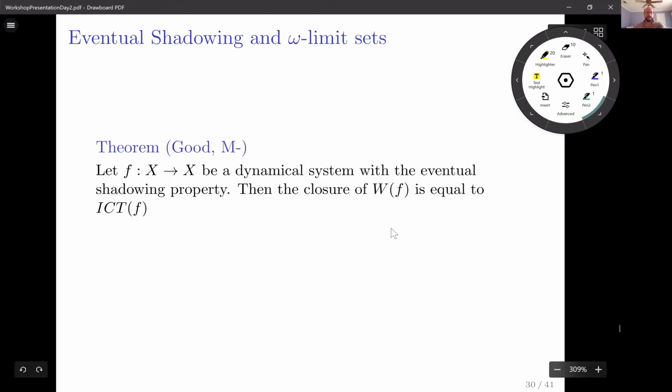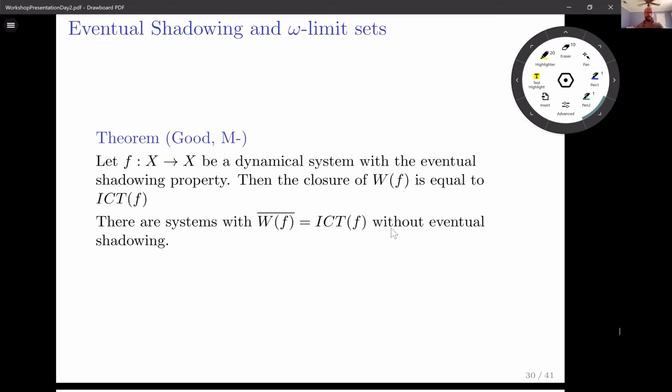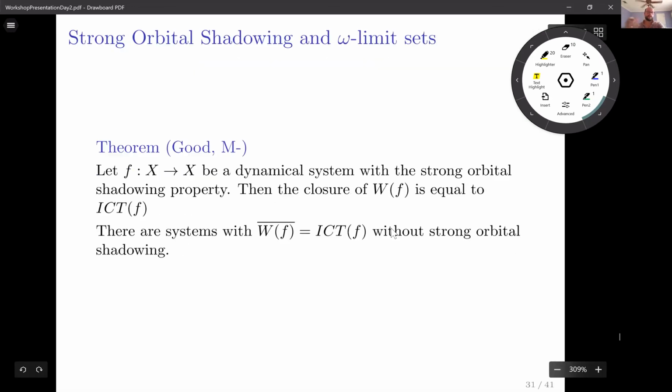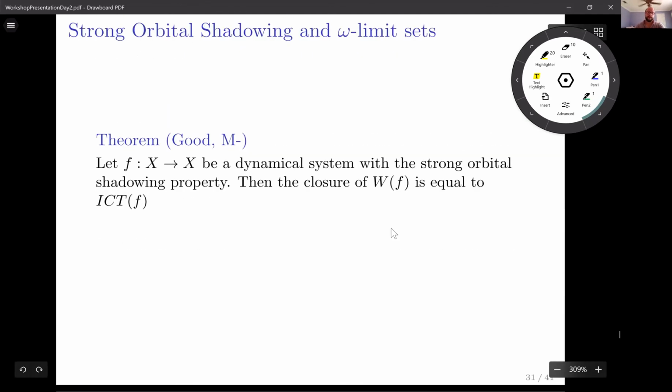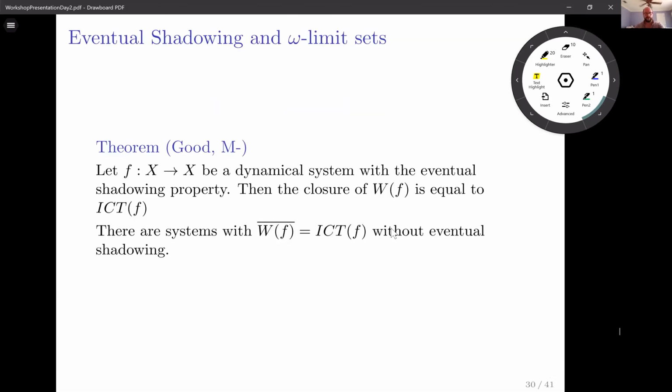Okay. And now a theorem of Chris Good, a colleague of mine from the University of Birmingham in the UK, and I a few years ago proved that if F is a dynamical system with the eventual shadowing property, then the closure of W is equal to ICT. Okay? And we also note that there are systems with W closure equals ICT without the eventual shadowing property. Okay? We also proved that if you have the strong orbital shadowing property, then the closure of W is equal to ICT of F. But there are systems with W closure equal ICT without the strong orbital shadowing property. So neither of these properties is quite right. They both imply the correct thing, but neither is equivalent to it. Both eventual shadowing and strong orbital shadowing demonstrate that the closure of W is equal to ICT.